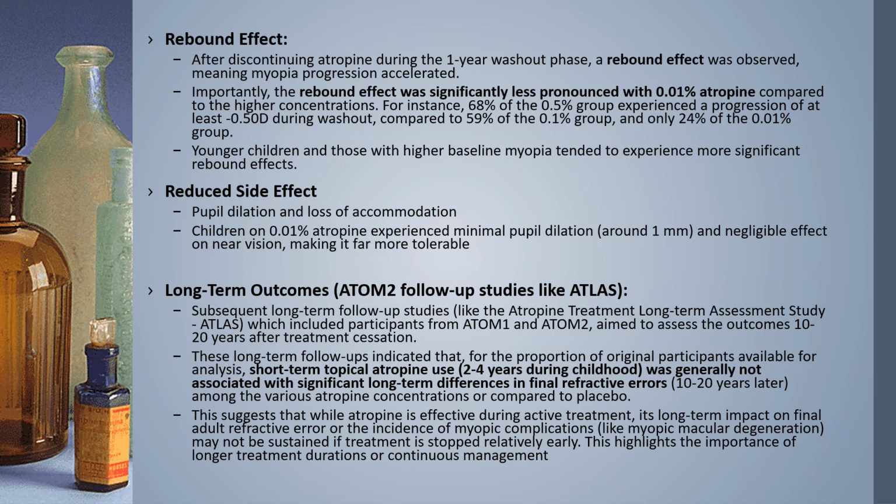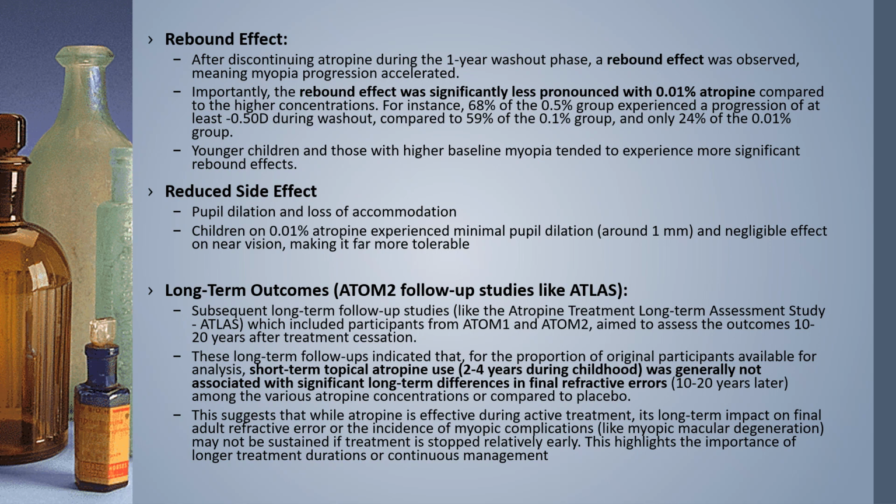Now, to the surprise of everybody, the long-term follow-ups did indicate that, for the proportion of original participants who were available for analysis, the short-term topical atropine use, which was used for 2 to 4 years during childhood, was not associated with significant long-term differences in the refractive error. So at the end of the day, all that atropine which was used, the patients sort of caught up with the myopia progression, or they ended up very similar to each other when compared with the patients who were on placebo.